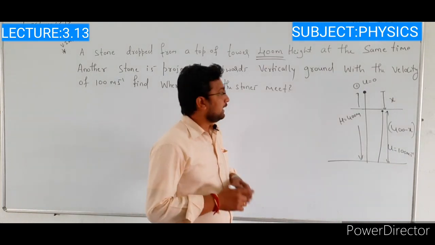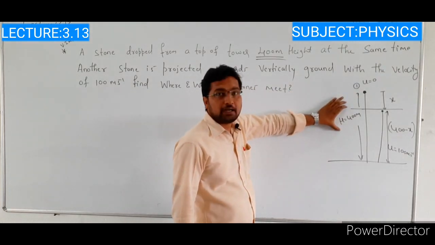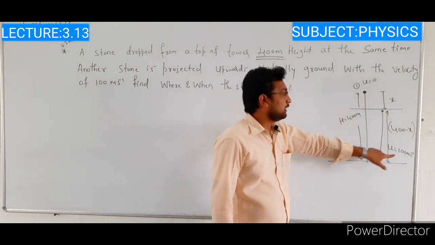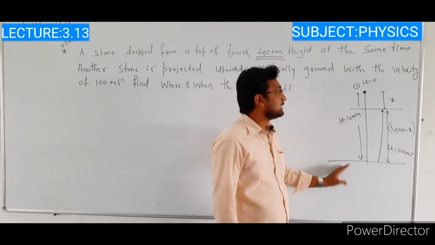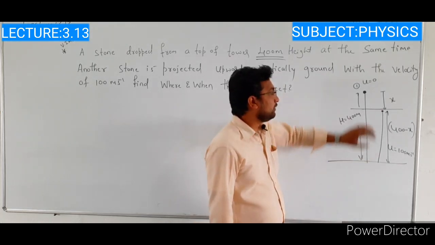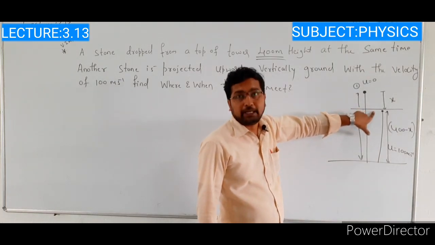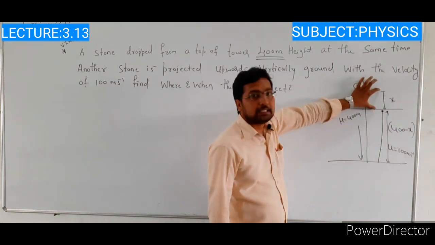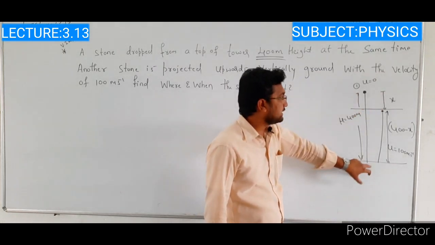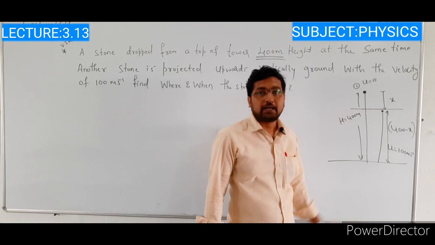So what is the problem here? Initially, the first stone is dropped from a height of 400 meters. At the same time, one more stone is projected upward with a velocity of 100 meters per second. We are going to find out where and when both the stones meet. We assume that at this position both the stones meet, so we consider that distance to be x. The total distance is 400, this distance is x, and the remaining distance becomes 400 minus x.